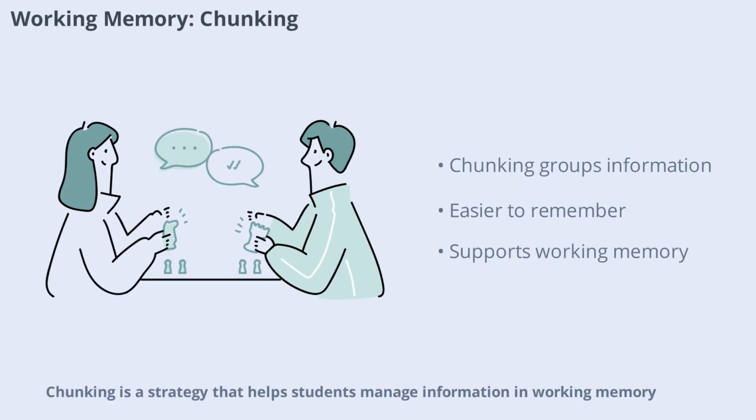Chunking is a strategy that helps students manage information in working memory. By grouping related pieces of information together, students can remember more with less effort. For example, instead of remembering 7 separate numbers, a student can group them into 2 or 3 chunks. This makes it easier to hold and process information in the brain's temporary workspace.